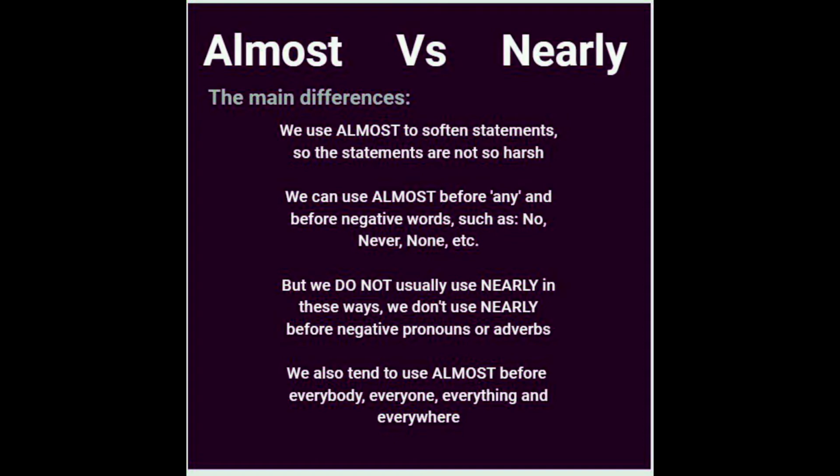We can also use almost before any and before negative words such as no, never, none, etc. But we do not use nearly, usually in these ways. We don't use nearly before a negative pronoun or an adverb. We also usually use almost before everybody, everyone, everything and everywhere. We don't really use nearly before these words. So we couldn't really say, nearly everybody came to my party. We usually say, almost everybody I invited came to my party.